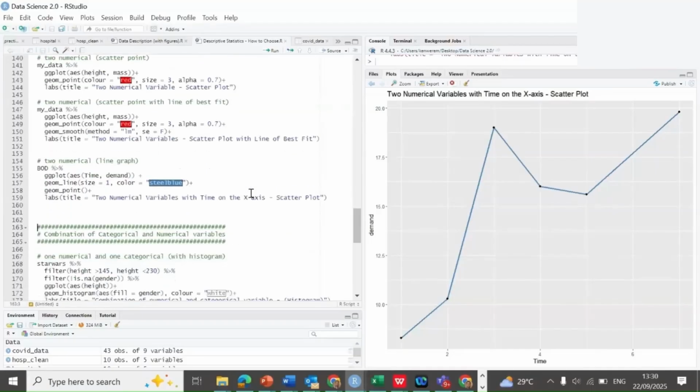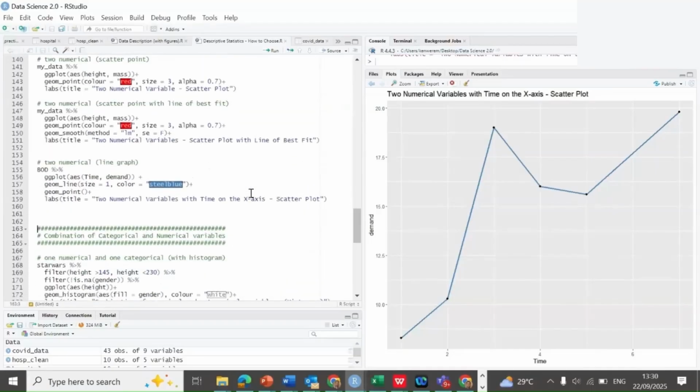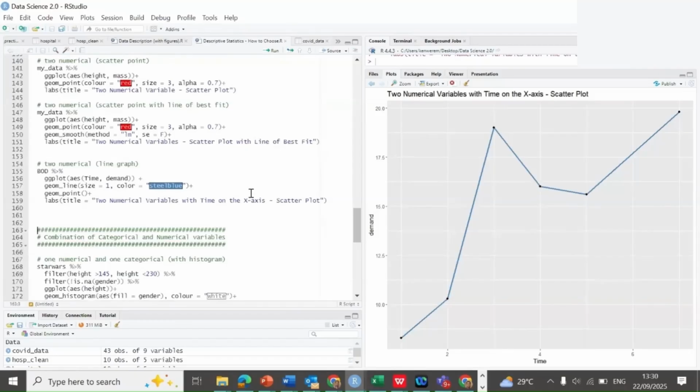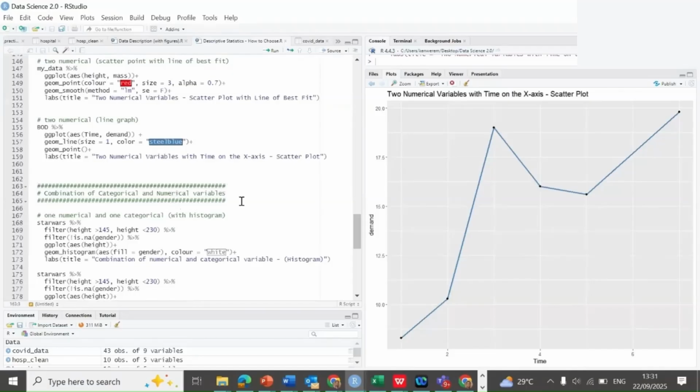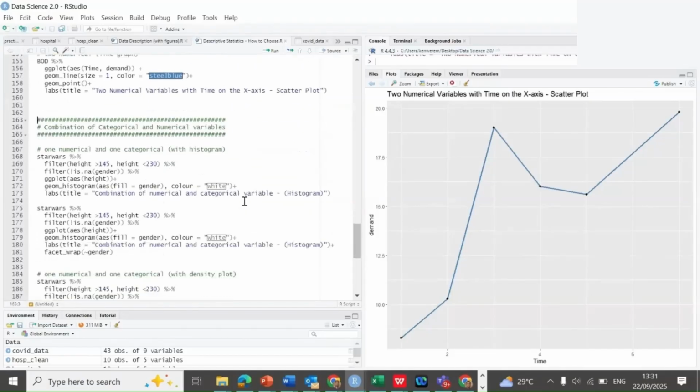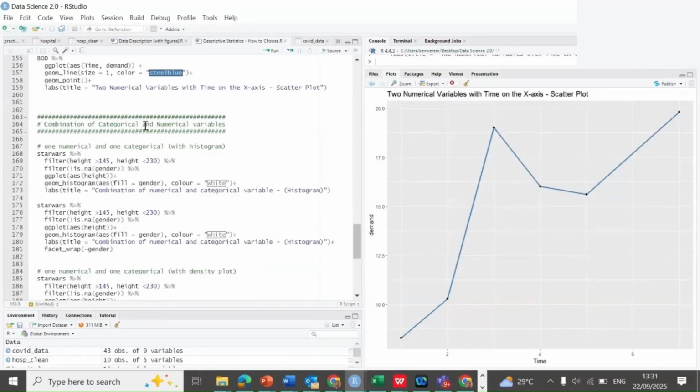Okay. Then we've seen one categorical variable, we've seen two categorical variables, we've seen one numerical and two numerical variables. Now, how about when you have a combination of categorical and numerical variables? How do we do that? So when you have a categorical and numerical variable, what you do is you make the plot of the numerical variable, right? And then you disaggregate by the values in the categorical variable.